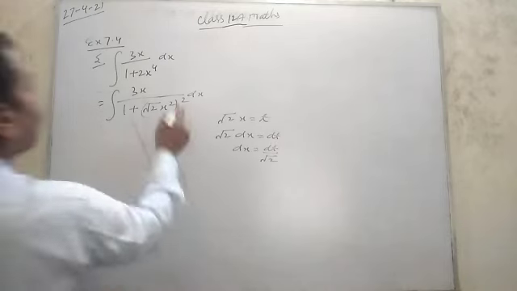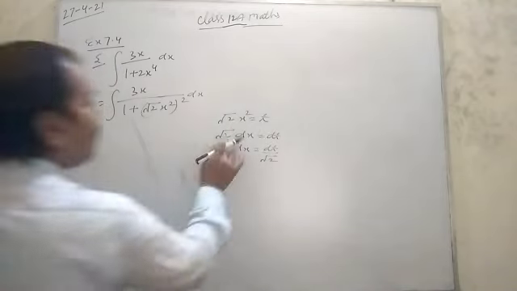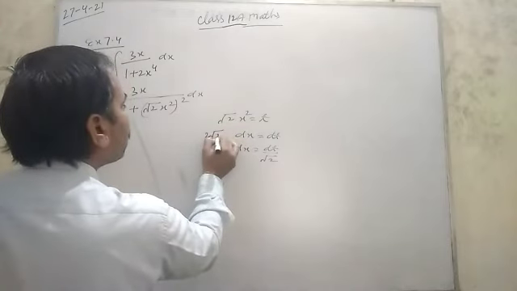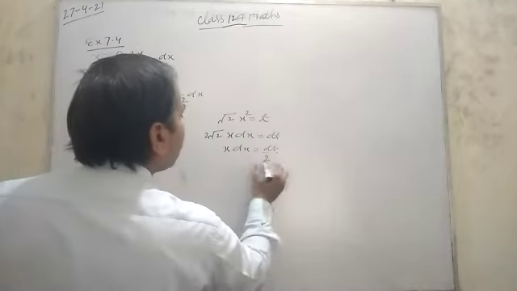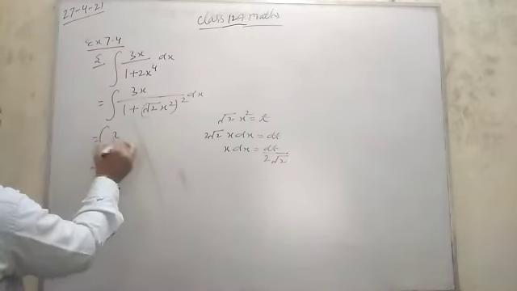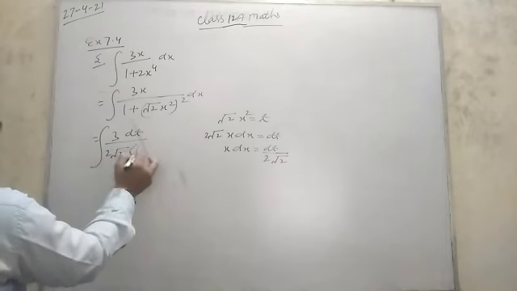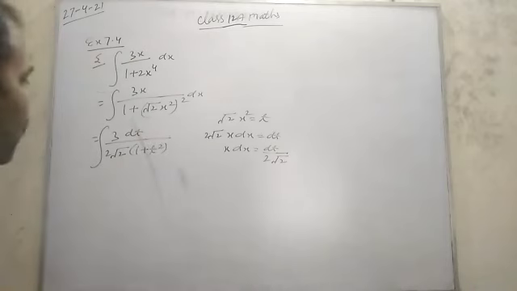Sorry, 2x power 4. Okay. So under root 2 x square is equal to t. Okay. So x dx, 2x means 2 under root 2x. So x dx is dt upon 2 under root 2. Then 3 dt upon 2 under root 2 and in bracket 1 plus t square. Then apply 3 upon 2 under root 2, constant will be out. Then apply formula. Question number 6 also like this.